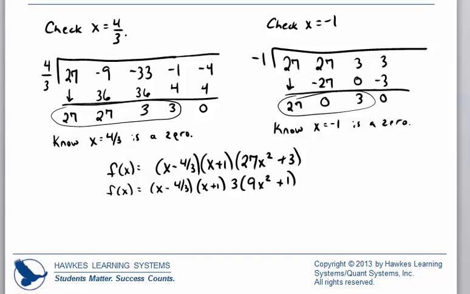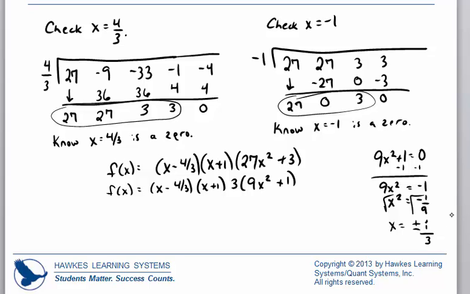Okay, so I'm going to come off to the side somewhere, and I'm going to solve this 9x squared plus 1. So I'm going to move the 1 to the other side by subtracting it off. So 9x squared is equal to negative 1. Divide both sides by 9. I have x squared is equal to negative 1 over 9. And then take the square root of both sides, and I'm going to get x is equal to positive or negative i, and then the square root of 1 is 1, and the square root of 9 is 3. Okay, so those are my other two zeros.